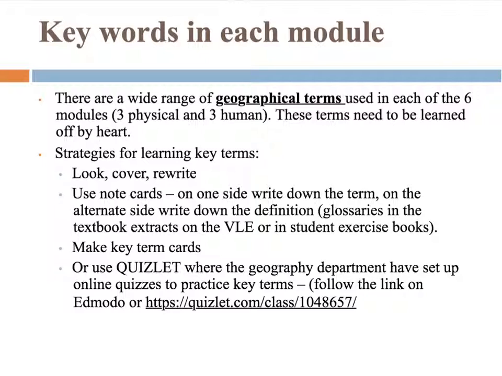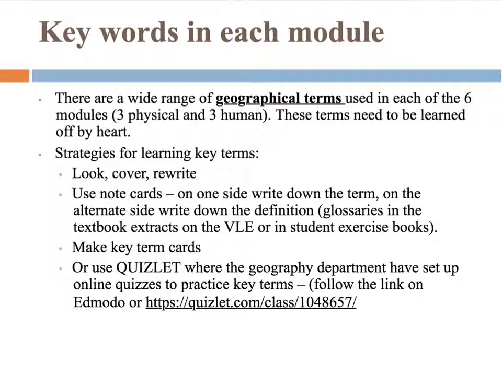To help you with the key terms, try using the look, cover, rewrite skill. Use note cards, so little index cards: on one side write down the key term, on the other side write down the definition, and you can find the definitions from glossaries in your textbooks, or on the VLE, or in your student exercise books. You could then make little key term cards where you put down what the word is, draw a little picture and use it in a sentence.